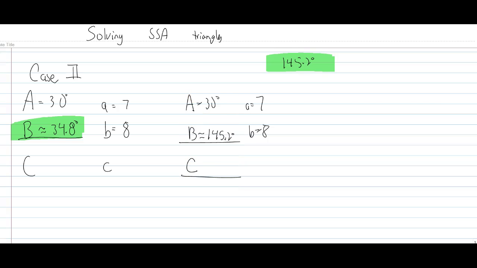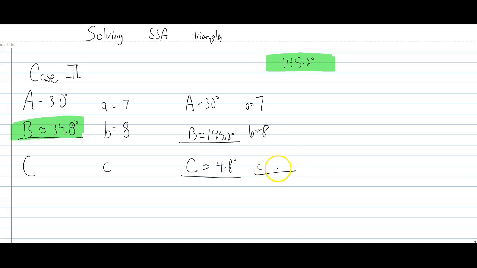So to continue with this one then, we're going to use that 30 degrees we had from the beginning, and this answer of 145.2, the exact number in the calculator, which is actually 145.1500 and so forth. We're going to take 180 minus both of those values, and we would get that angle C is a very small angle of about 4.8 degrees.